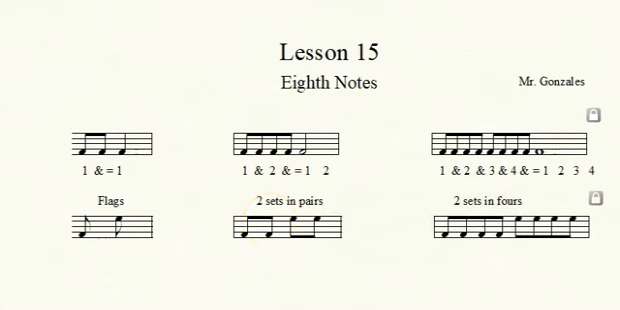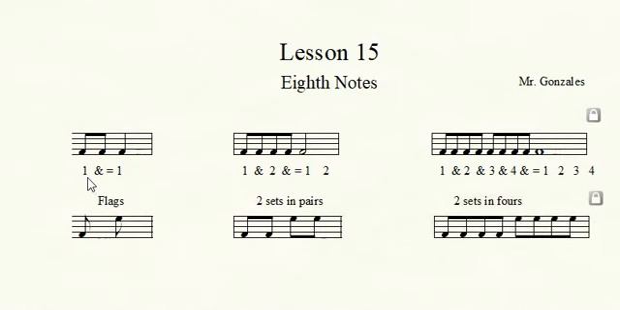In 2/4 time, 3/4 time, and 4/4 time, eighth notes are equal to 1/2 count. This causes us to do something called subdividing. And subdividing means when we count two eighth notes, we count one and, or we say TT. Two eighth notes equal one quarter note.